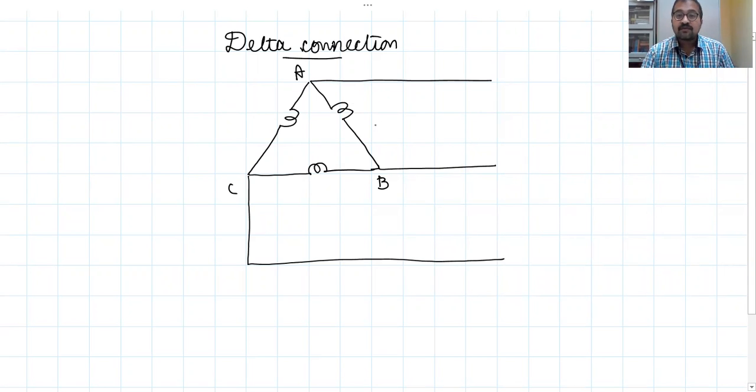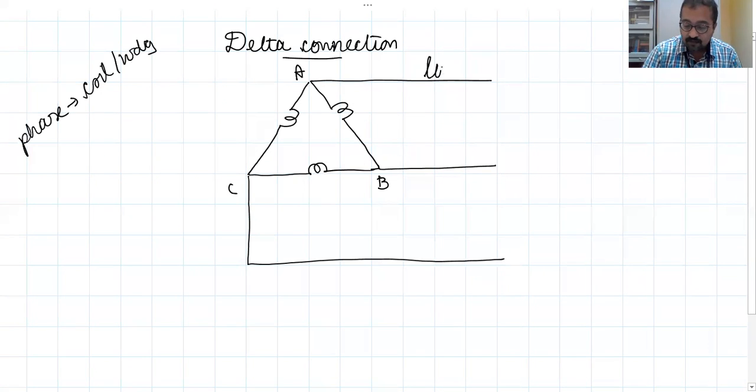What do you mean by phase? Phase means coil or winding. Okay, so the three phases are phase AB, phase BC, and phase CA. And these lines that are extending away from the vertices A, B, and C, they are the lines. This is line A, this is line B, and this is line C.